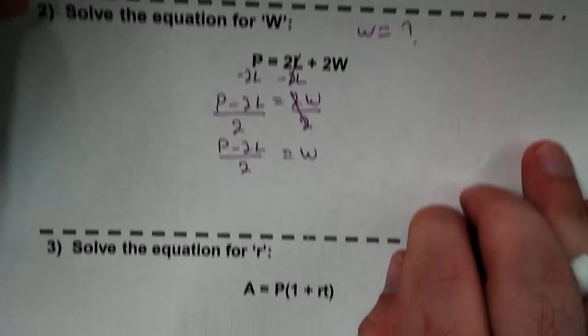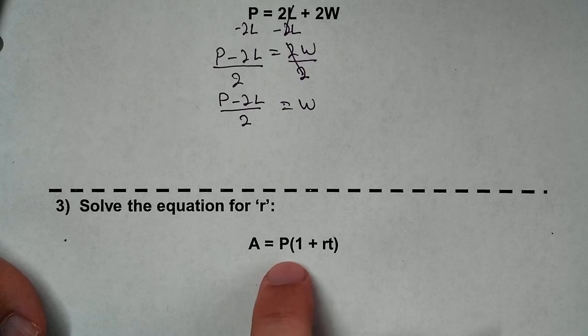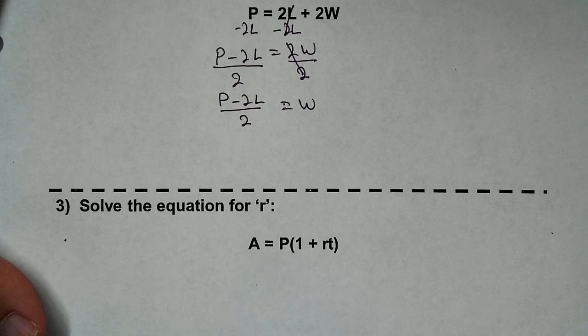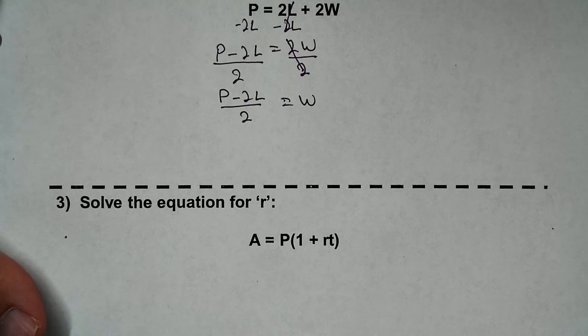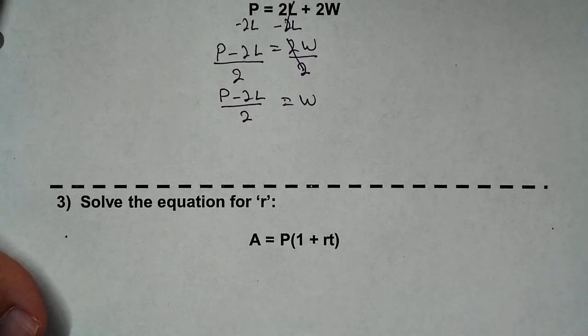Let's try example 3. Okay, this is an area formula. Area is equal to P times the quantity 1 plus RT, in parentheses. I want you to try this one, try to solve for R, okay? Remember, use the opposite operation and move things out each time. Give it a try, push pause on the video until you've tried it, push play when you're ready to see the answer, okay? Push pause now.